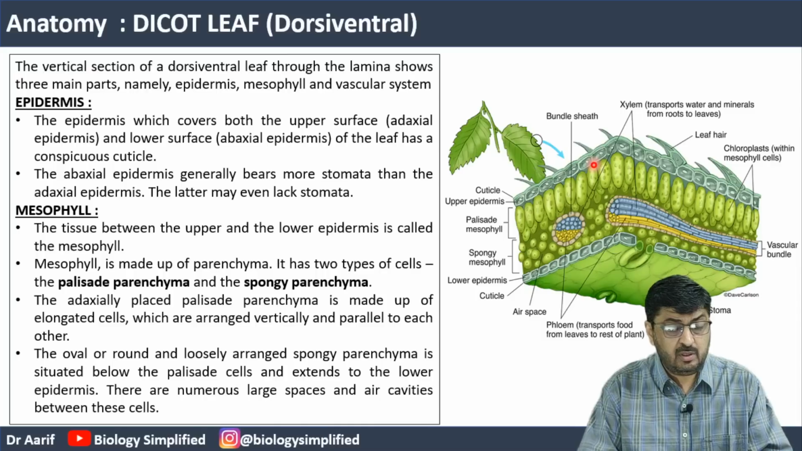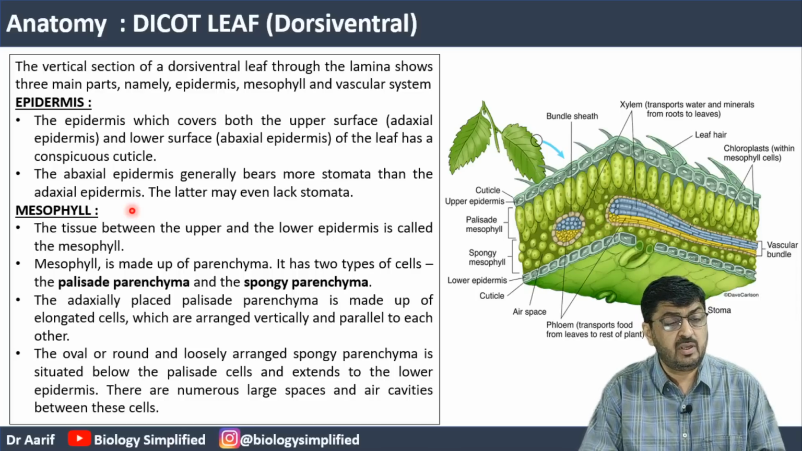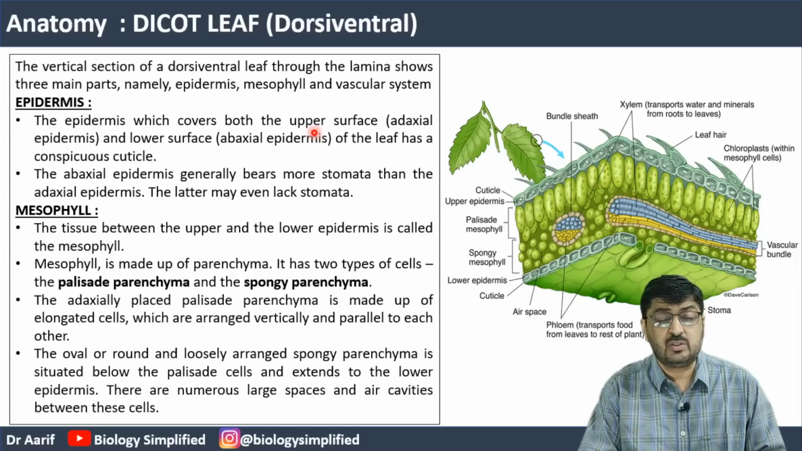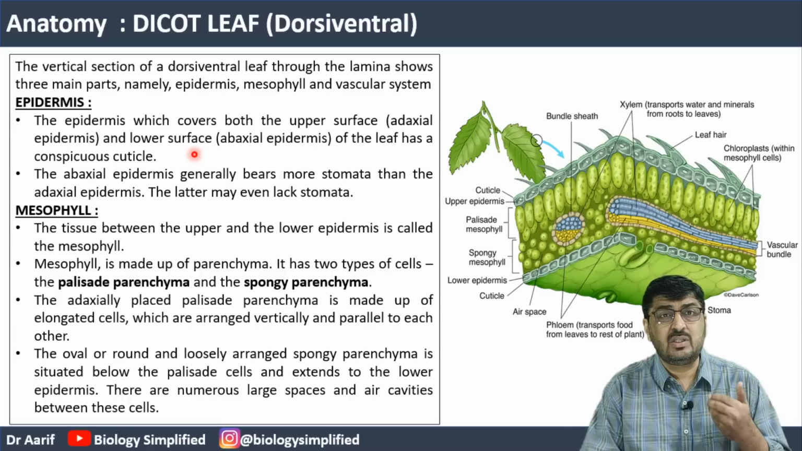ये देखो यहाँ पर. Can you see this structure? Epidermis, upper epidermis and lower epidermis. Whatever the cells between them are mesophyll, right? And we can see the xylem and phloem strands also, right? Let's see what's given. The epidermis, which covers the upper surface is called the adaxial surface, and the lower surface is called the abaxial surface, right?